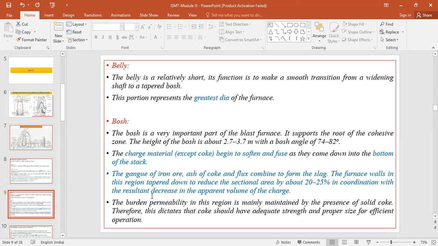The gangue of the iron ore and the ash of coke and flux combine to form the slag. And the furnace walls in this region taper down to reduce the cross-sectional area by about 20-25% to decrease the volume of the charge. Burden permeability in this region is mainly maintained by the presence of solid coke. Therefore, this indicates that coke should have adequate strength and proper size for efficient operation.